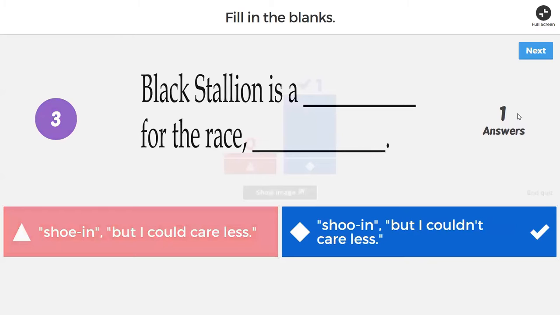So what would be difficult is if we didn't understand the word shoe-in. And again, I'm assuming that the audience understands a lot of these phrases, but they may not understand the spelling. So we assume that they know that Black Stallion is going to win the race and that we really don't care about it. So for this reason, they're going to be picking, but I couldn't care less instead of, but I could care less, because that's the phrase that we've been working on. And by doing that, they're also recognizing that there's 2 possibilities. Shoe in, S-H-O-E, versus shoe in, S-H-O-O, and that we're currently leaning towards S-H-O-O.